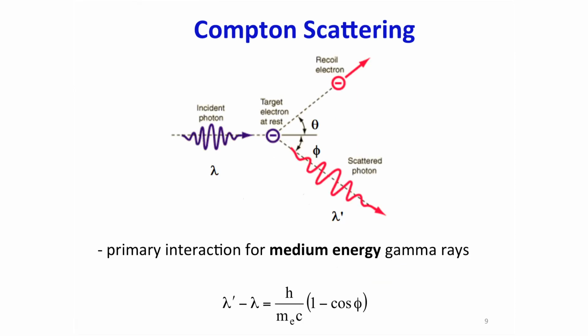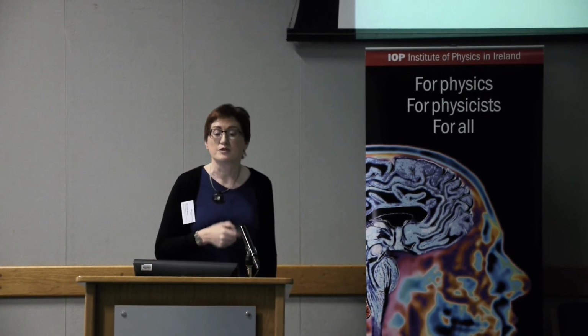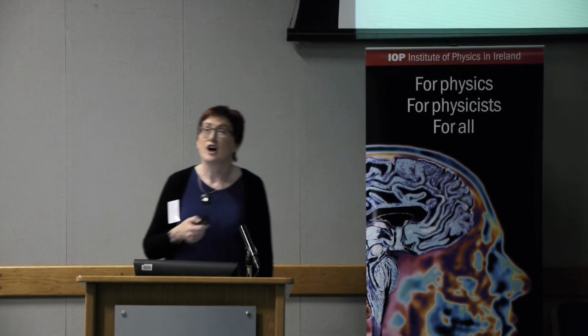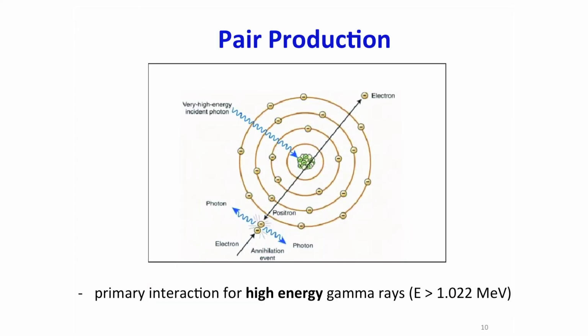And finally, the third of these processes is pair production. This occurs, or is the most probable interaction event, for high energy gamma rays. So here we have the high energy incident gamma ray. In this case, this interacts very close to the Coulomb field of the nucleus itself. And if the energy is high enough, greater than this value, I'll explain the significance of this value in a few minutes, it can create a pair, and the pair is an electron-positron pair.